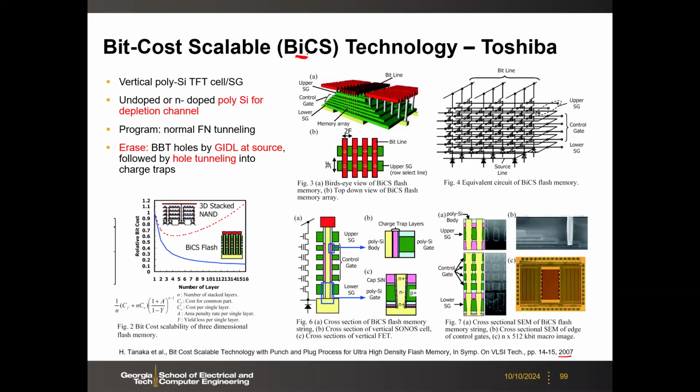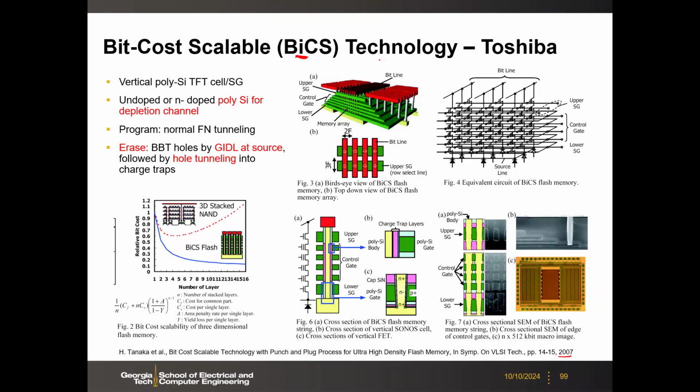So why is this bit cost scalable? Because they're going to share the lithography. Okay. So the fabrication is done by, I will show the fabrication steps later, but let's look at the structure first. Or let's say the features first.